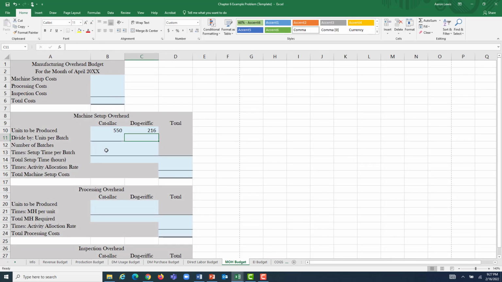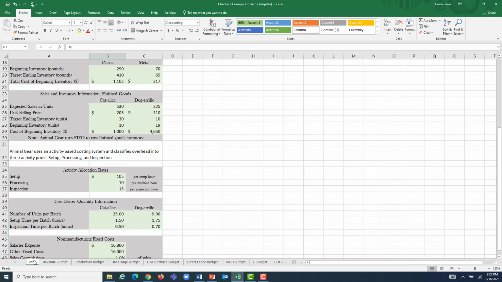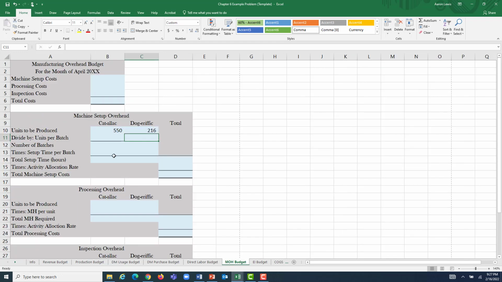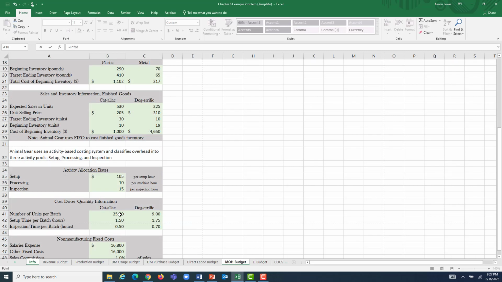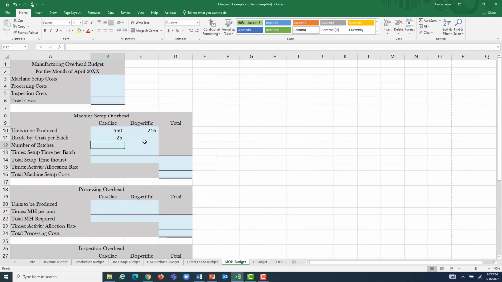Because our driver, in this case, is asking in hours that we have, that's how we're going to spread this out, and we have how long it takes to set up each batch, I think we need to convert our units to how many batches that's going to require us to produce. So in our info, it tells us that the batch size for the Cadillacs is 25 per batch. The Doggerific is 9 per batch. We bring that over to the manufacturing overhead budget. 25 units per batch for the Cadillac and 9 for the Doggerific.